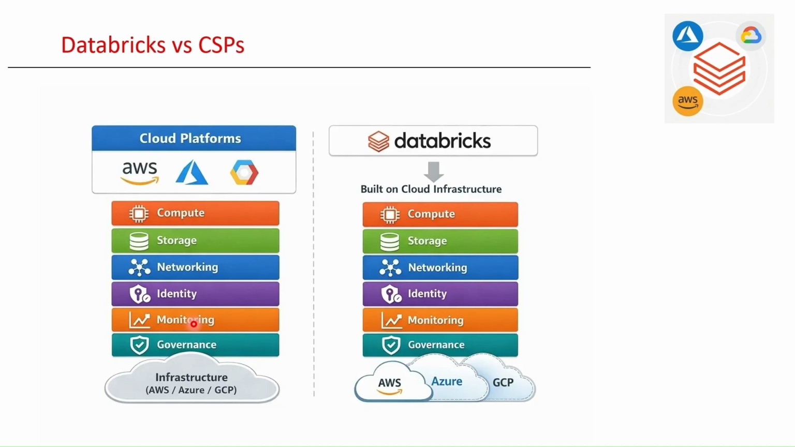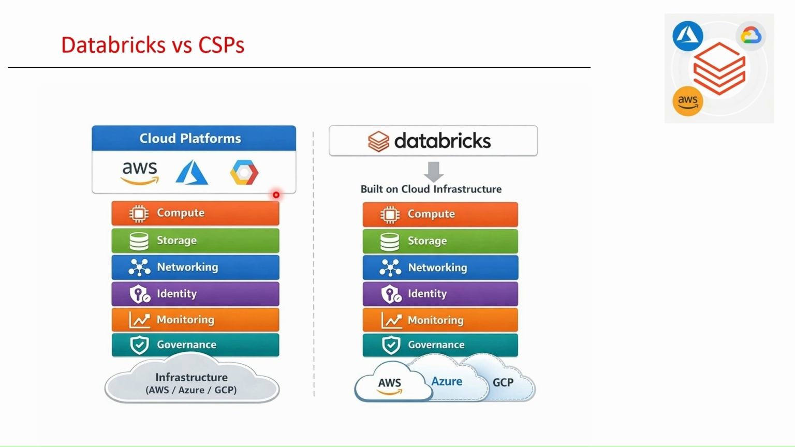Now let me do a quick comparison here of Databricks versus CSPs. First of all, Databricks as a platform is a cloud agnostic platform. What I mean by that is you can deploy Databricks and run and execute Databricks workloads on any of these platforms, be it AWS, Azure, or GCP. You can run Databricks on any of these platforms based on, again, your company's internal architecture or business priorities. If your company has already adopted AWS or Azure or GCP, then it makes sense to run Databricks on any of these platforms.